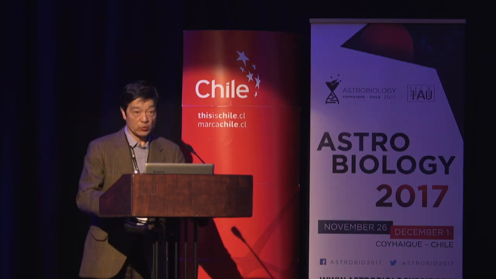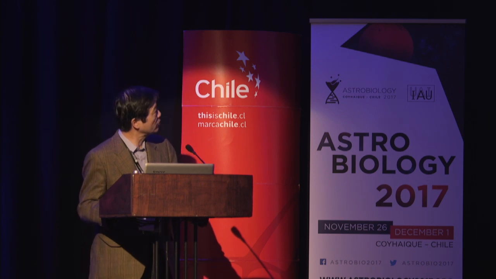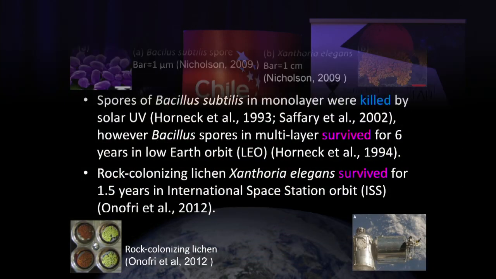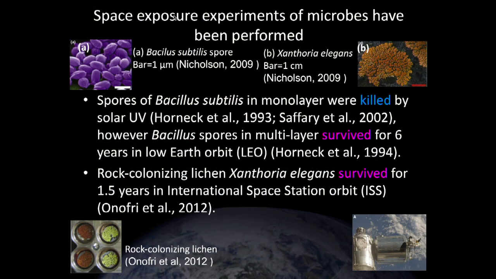And to review a little bit, a very short review of the exposure experiments is shown here. There are several experiments already done, mainly by the European groups and Russian groups. If we summarize them, spores of Bacillus subtilis in monolayer were killed by solar UV. However, the Bacillus spores in multilayer survived for 6 years in low Earth orbit.